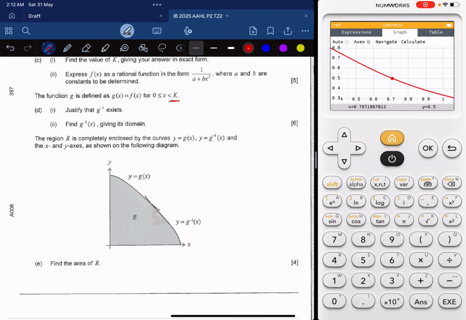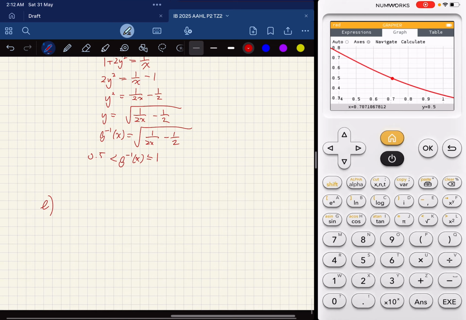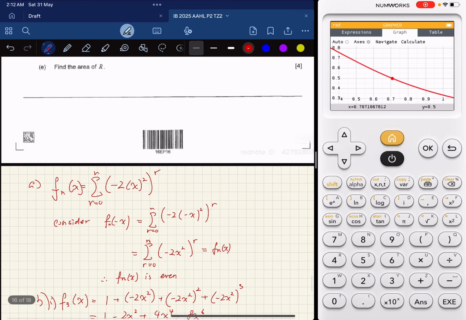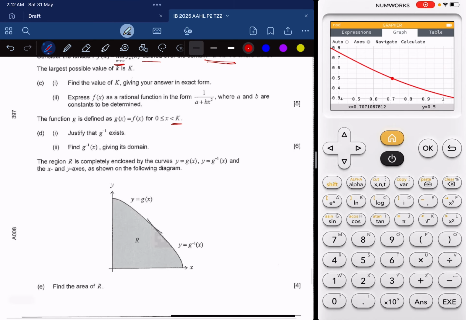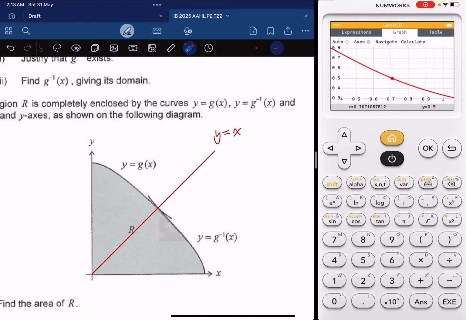Okay, so let's look at the last question. So 6 minus 3. Hope this question is actually hard, because up until this point, I think this question is still pretty simple. Region R is enclosed by G and G inverse, find the area of R. Just remember that the inverse is always mirrored on y equals x, right? So what you can do here is just find this area first and times that by 2 to get the other side.